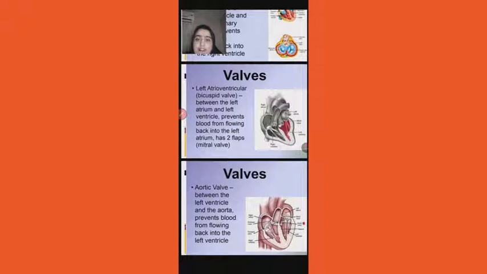Okay, and the last slide is about the aortic valve, between the left ventricle and the aorta. As you know, the aorta is the biggest vessel in the body. The aortic valve prevents blood from flowing back into the left ventricle.